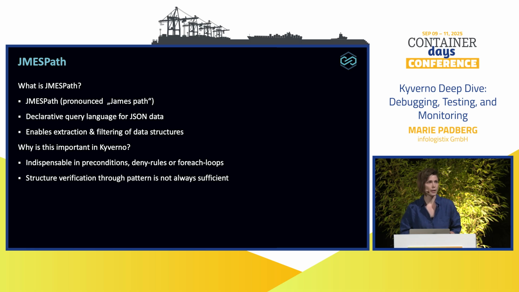To achieve this kind of validation, we need to have some knowledge about JMESPath. JMESPath is a declarative query language for JSON, which gives us a way to extract and filter exactly the piece of information we need. And you can find these expressions in many places in Kyverno, like in preconditions, deny rules, or foreach loops. And without JMESPath, we are limited to simple pattern validation, as we have seen before in the example of the deny latest tag policy.